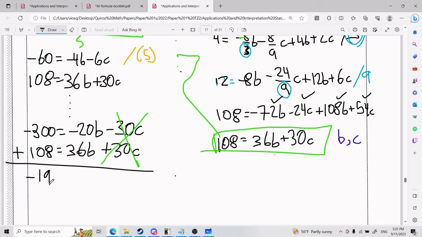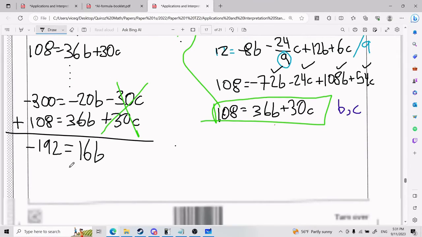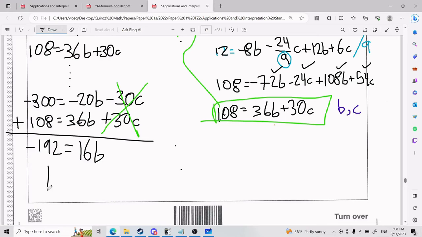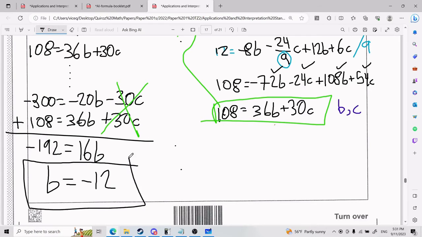Negative 192 equals 16b. Now we're getting somewhere. So 192 divided by 16b is going to give me negative 12. So b equals negative 12. So finally, after all of that, we got somewhere.